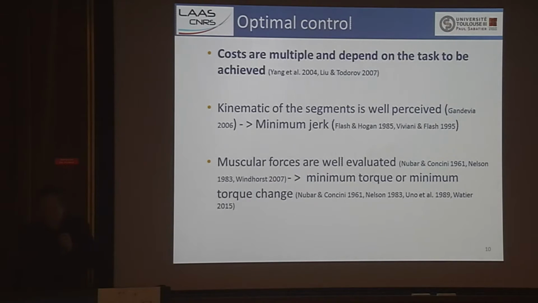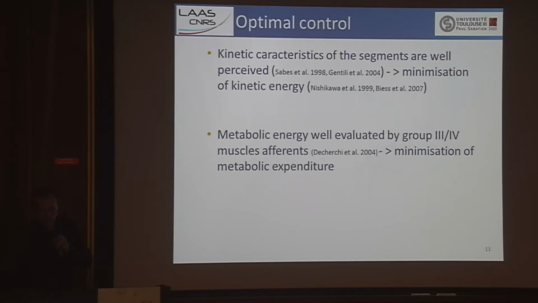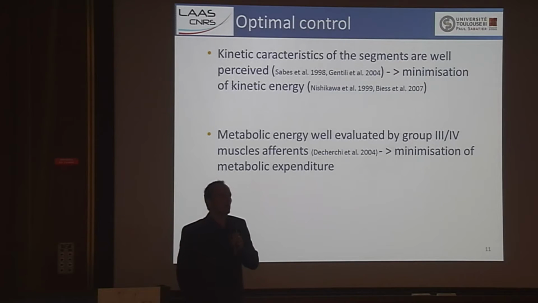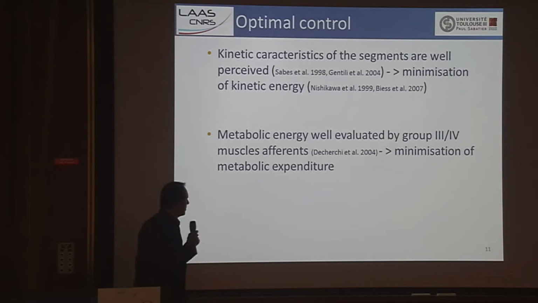It was shown using the Borg scale, which is highly correlated with the activity of muscles in humans. And it allows some authors to propose that humans minimize torque at the joints, or the torque change, which is a derivative of the torque developed at each joint. Kinetic characteristics of the segment are also well perceived, and some authors proposed that we minimize the kinetic energy, or logically, some others propose that we minimize the energy consumption, and so it's the minimization of the metabolic expenditure which could be minimized.